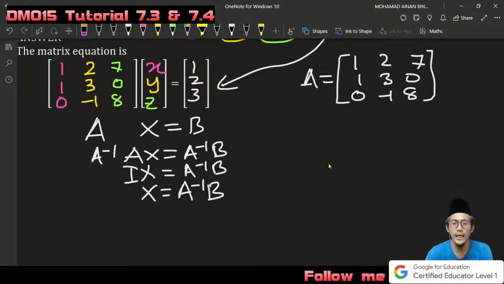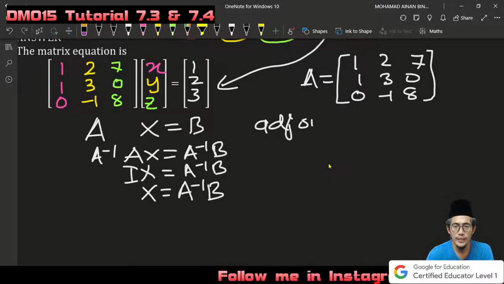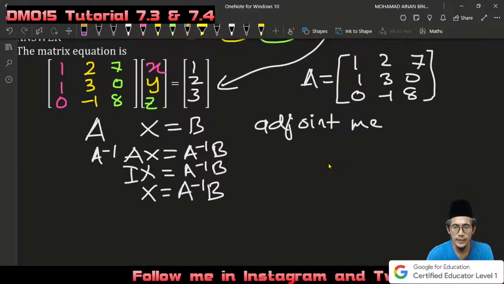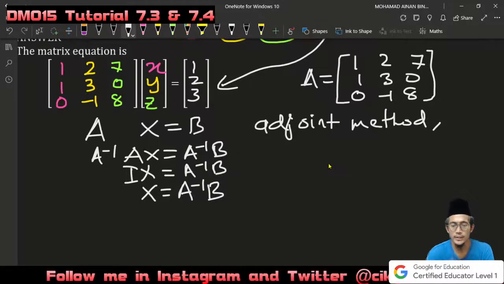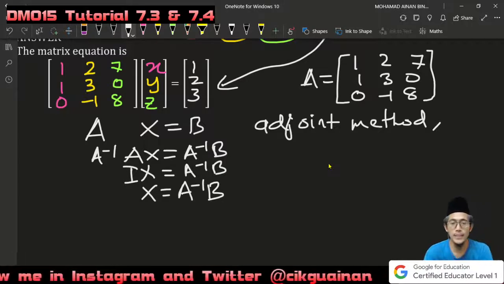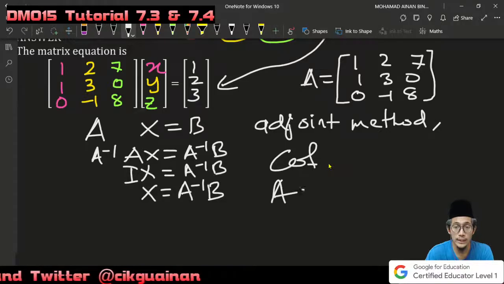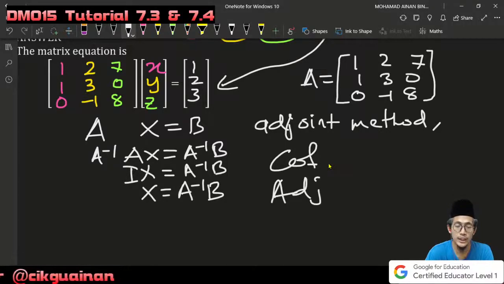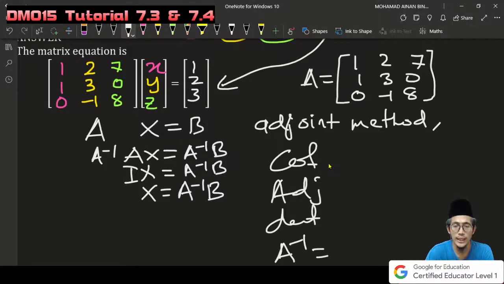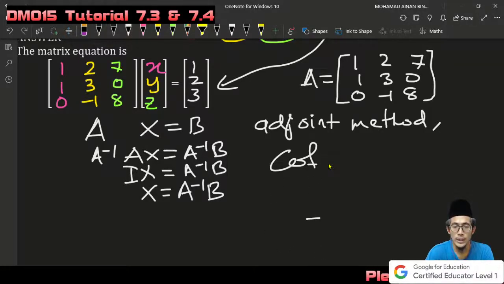Kita boleh pakai adjoint method. Adjoint method nak kena cari apa dulu? Kena cari cofactor dulu. Lepas tu cari adjoint. Lepas tu cari determinant. Lepas tu cari A inverse. Okay, now we find the cofactor.